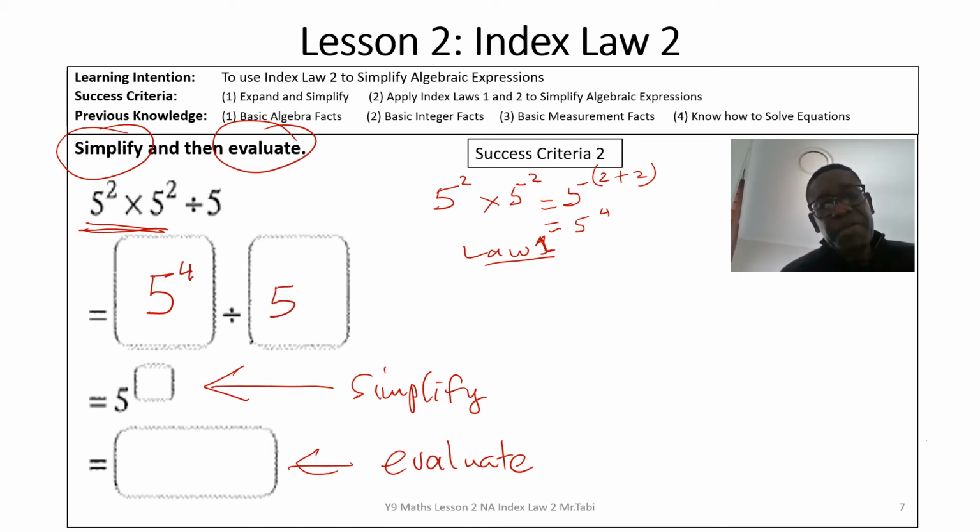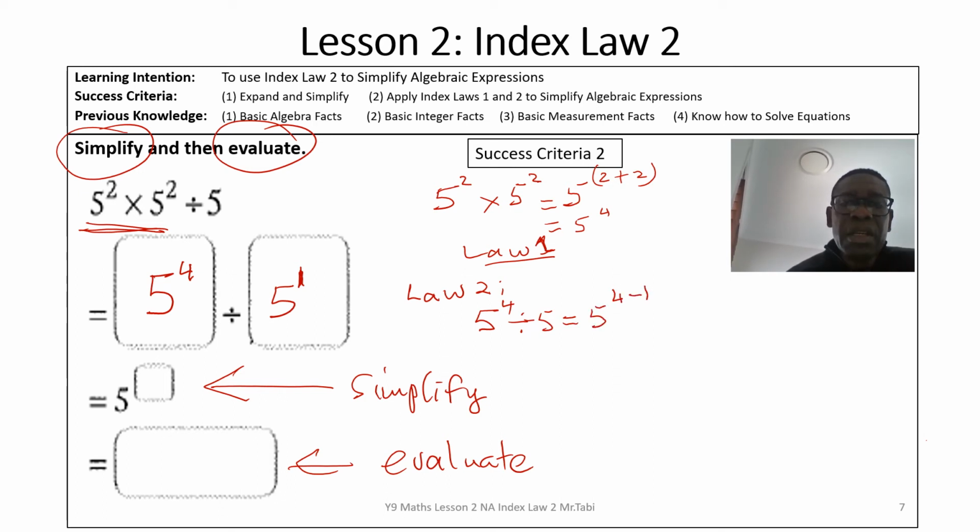Now this 5 means the power is 1. We normally don't write it, but the power is 1. So now applying law 2, we have 5 to the power 4 divided by 5 is equal to 5 to the power 4 minus 1, which will give us power 3. So the simplify is 5 to the power of 3.